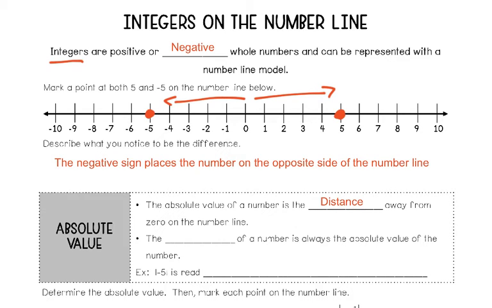So the absolute value of -5 is the distance between 0 and -5. So there's 5 between it. So it would be 5. The distance between 0 and 5 is 5. So absolute value just means the distance away from 0.